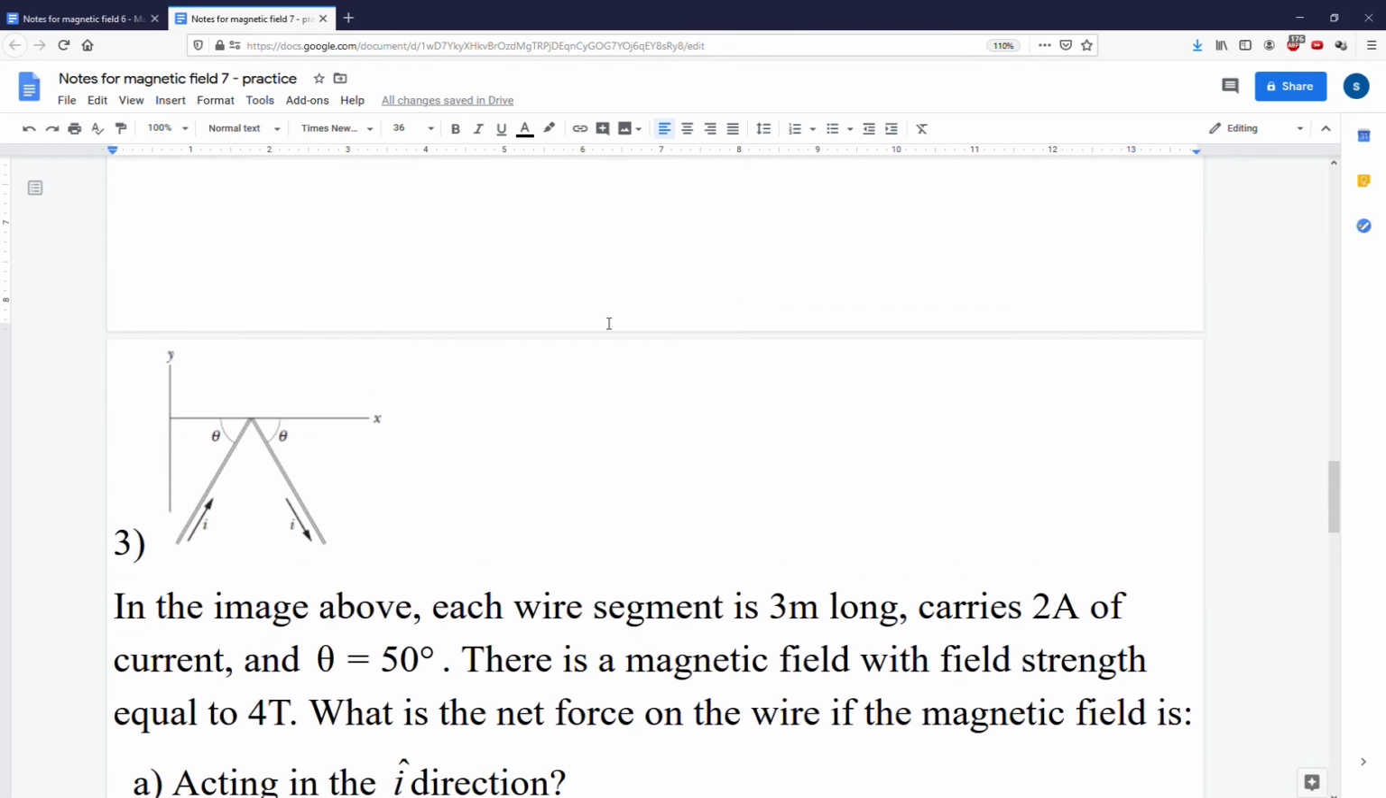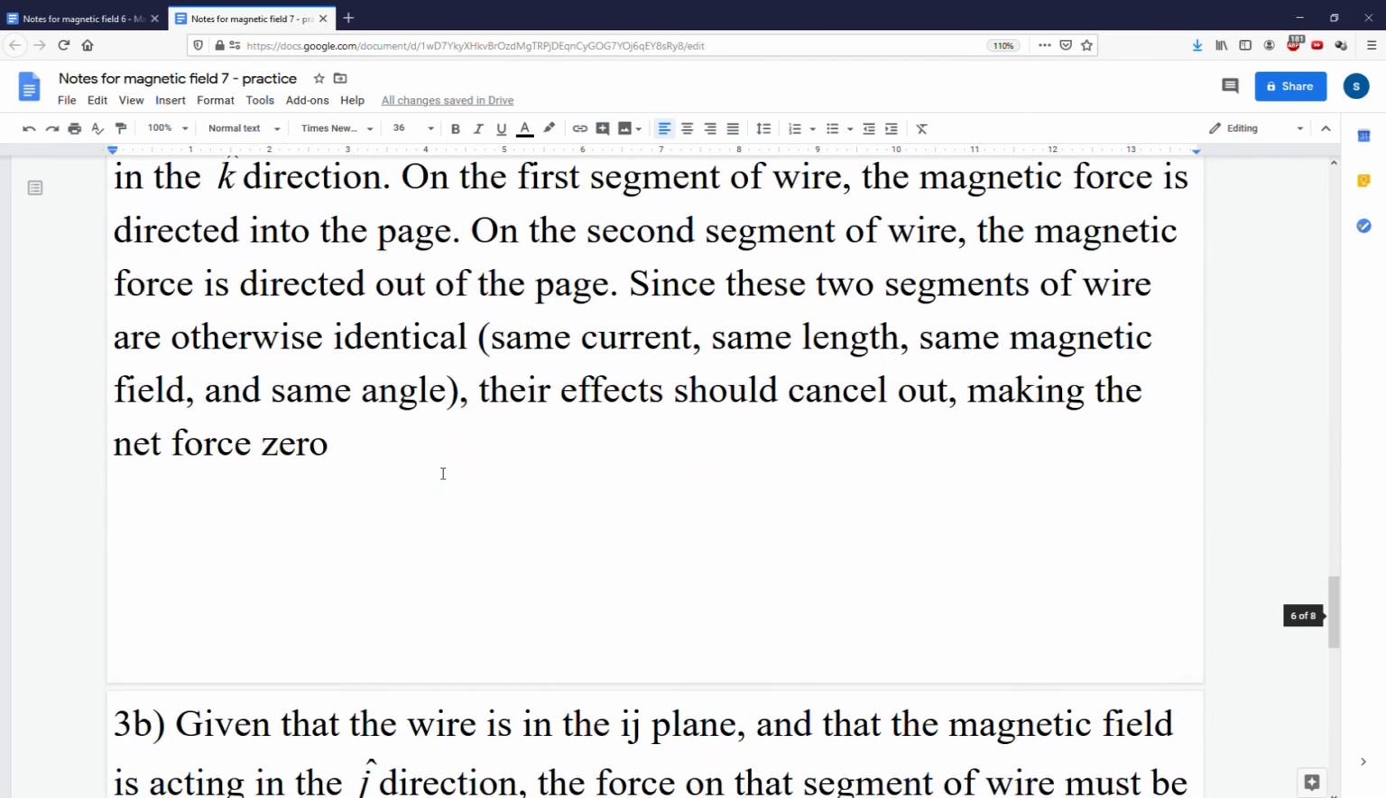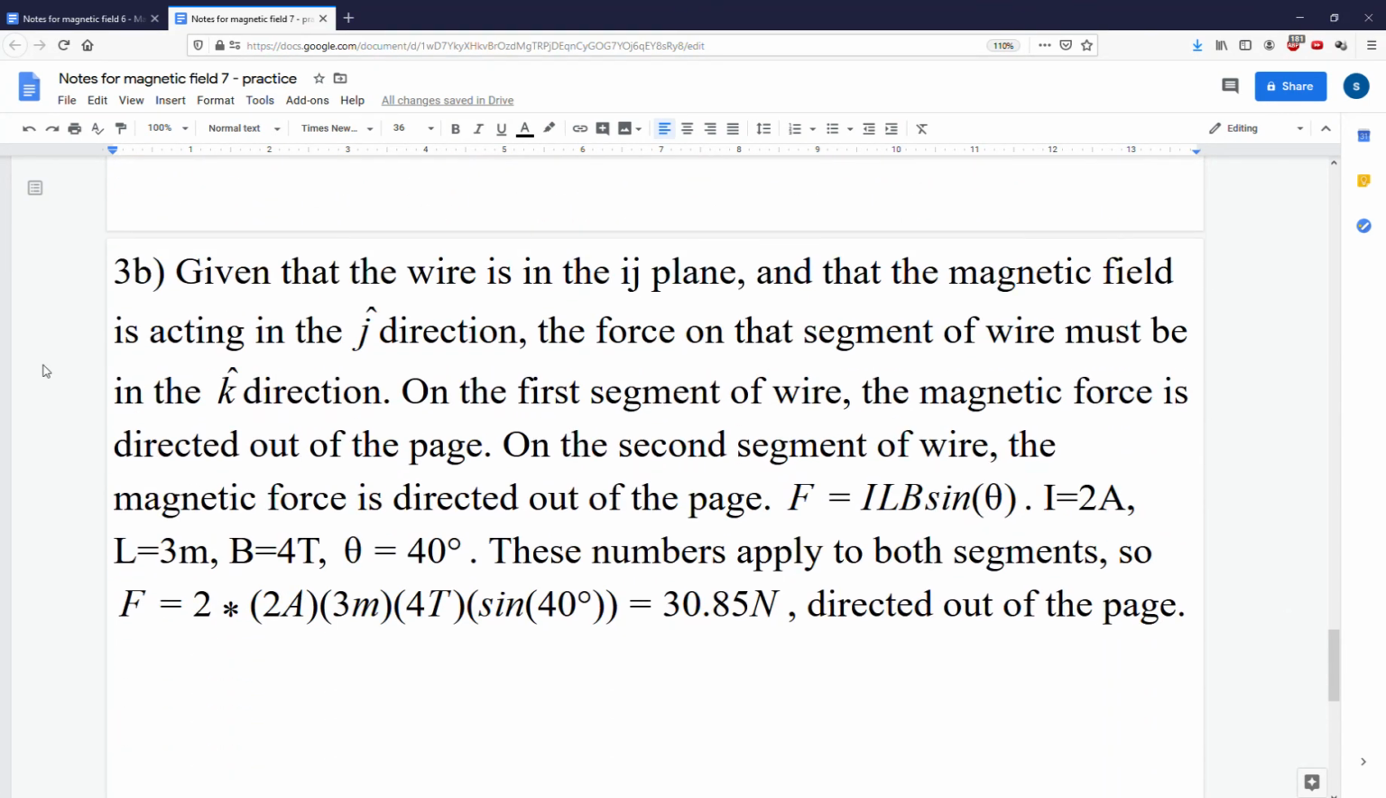For this first segment, current is going up and to the right, and the magnetic field is going up, and so the direction of force is out of the page. For the second segment, the current is going down and to the right, and the magnetic field is going up. If we try the right-hand rule, here we might find that our thumb doesn't quite stretch that way, but we can see that the result is that the force will be out of the page. For this problem, both forces are acting out of the page, so they will not cancel. And so we will need to find the forces.